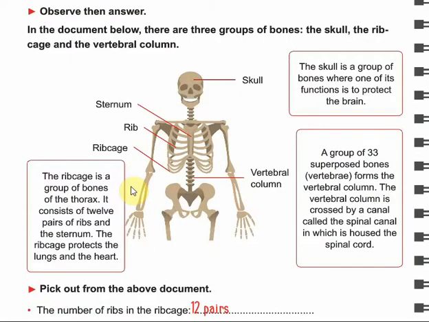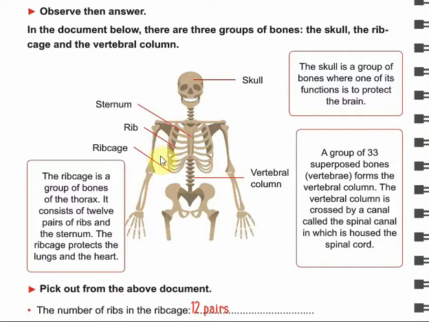Now let's observe this document. In this document there are three groups of bones: the skull, the rib cage, and the vertebral column. The skull is a group of bones where one of its functions is to protect the brain. So we can say that the skull protects the brain. Okay, the brain is the delicate organ which is found in the head, and the function of the skull is to protect the brain.